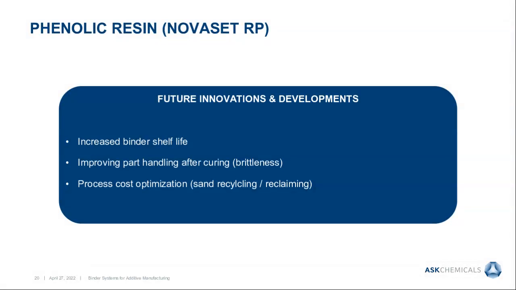And of course, process cost optimization is something we are looking into. This refers especially to recycling the sand and even reclaiming it. So there are more cost efficient ways to produce cores with this system.